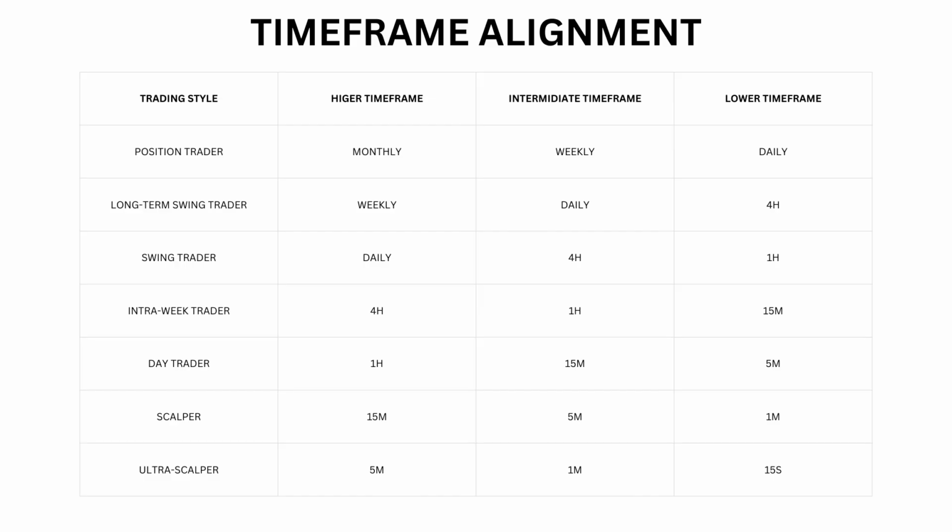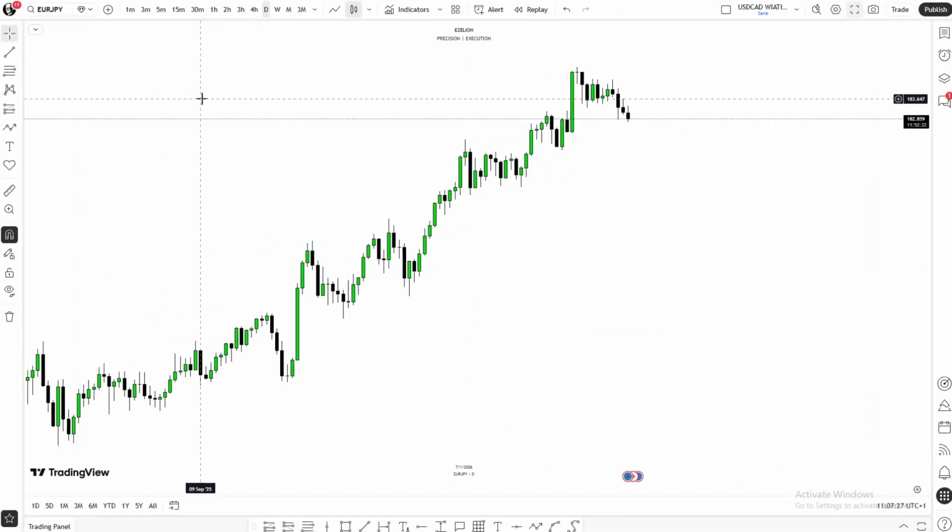This is actually a sheet of different trading styles and the time frames that correspond with them. So I want you to screenshot it and take note of it. For this example, it's actually a swing setup. So we are working with the 1 hour, 4 hours, and daily time frames. The 1 hour time frame is our lower time frame. The 4 hour time frame is our intermediate time frame, and our higher time frame is the daily time frame.